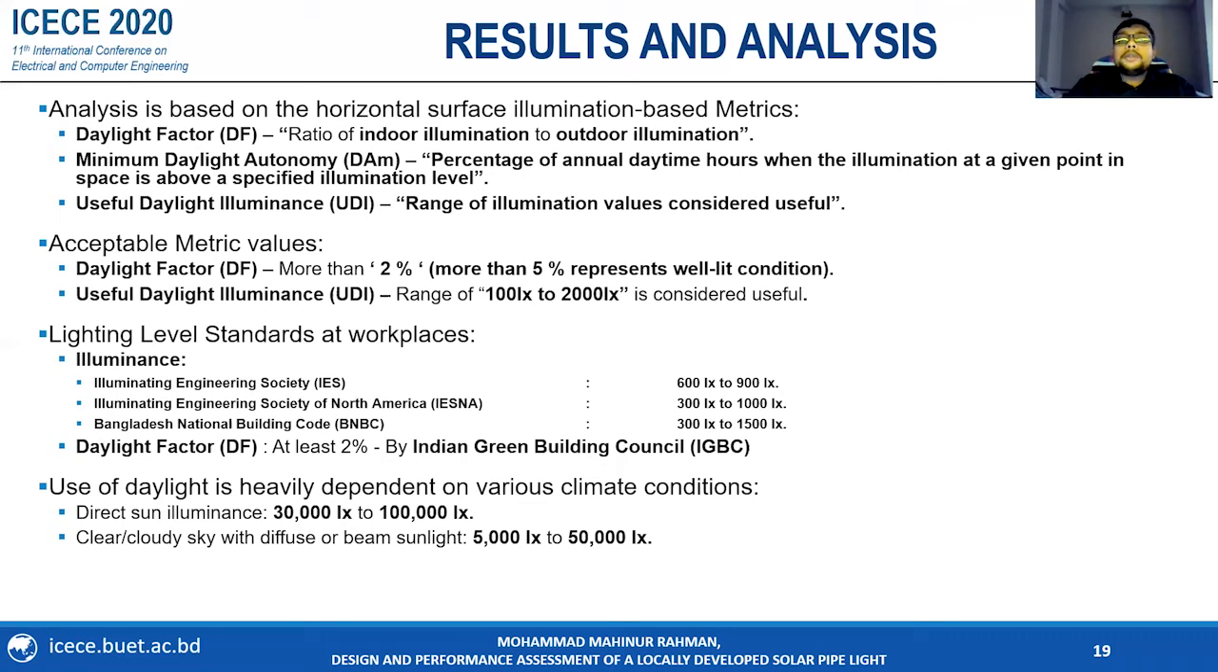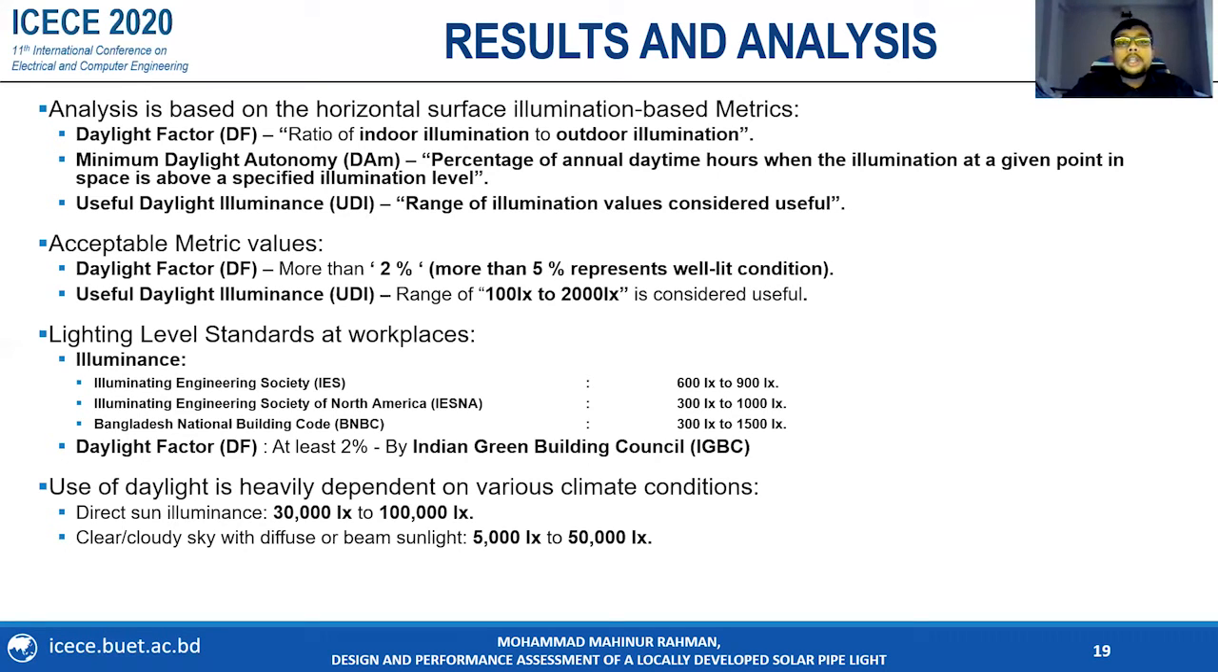The daylight factor is actually the ratio of the indoor illumination to the outdoor illumination. It's expressed in percentage. The minimum daylight autonomy is the percentage of annual daytime hours when the illumination at the measurement point is above a specified illumination level, and the useful daylight illuminance is the range of illuminance values considered useful. And there are different standards that we have followed for the measurements for analysis of the data.